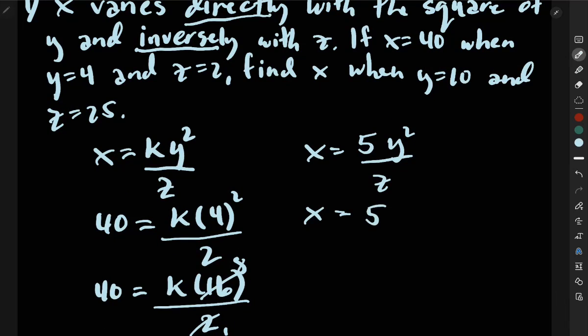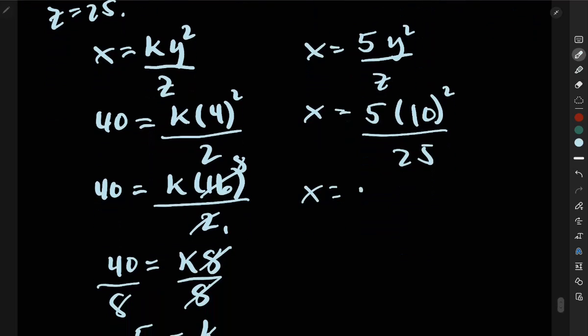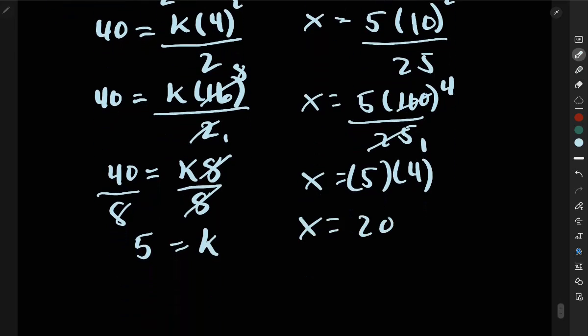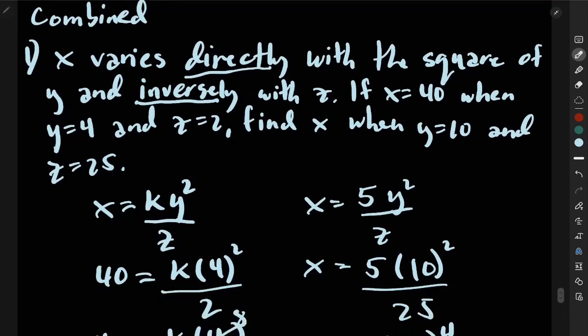5 times the y is 10, z is 25. So 5 times 10 squared, 10 times 10 is 100. And then copy the rest. So next is we're going to simplify this. 25 and 100, they are both divisible by 25. So this is 1, this is 4. Because 100 divided by 25 is 4. So this is 5 times 4. X equals 20. So that's how you solve combined variation.